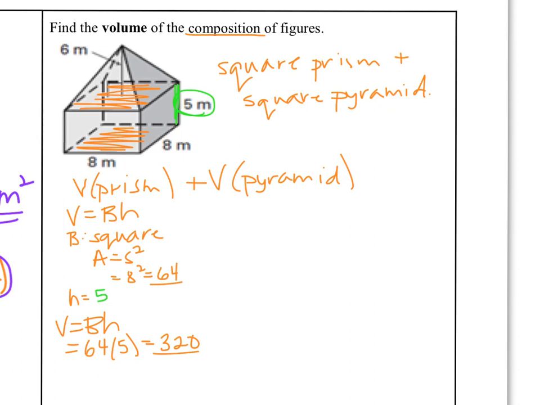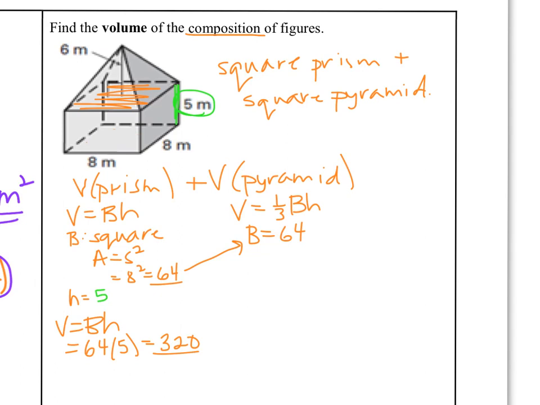Now to get the pyramid, remember we have to modify our formula ever so slightly. That's where that 1/3 comes in: 1/3 times capital B times H. Now the base for the pyramid, if we take a look at this picture, I've already shaded in. It's another square, so we have the same formula that we did for the prism. So the base would be just 64. We're using the same number that we had on the left-hand side.